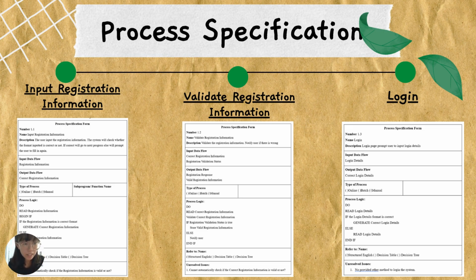And then for the validated registration, we can see that it will first read the correct registration information, then validate. If valid, it will be stored in the data storage. Else, notify the user. And then for the login system, if the login is the same as the last time registered and the login format is correct, then it will generate the login details. Else, it will read the login details again.